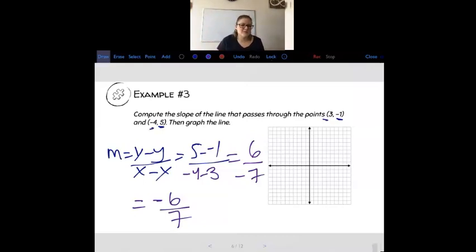I'll do this one a couple of different ways. We can plot the points that way. We're not writing an equation. So graph the line now. We take (3, -1): 1, 2, 3, -1. And our second point, (-4, 5): 1, 2, 3, 4, up 1, 2, 3, 4. I missed it. Pretend I got it.